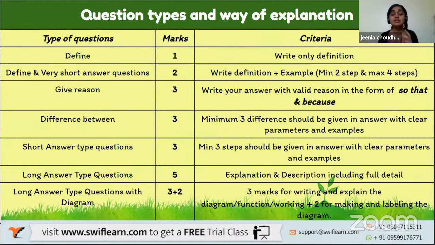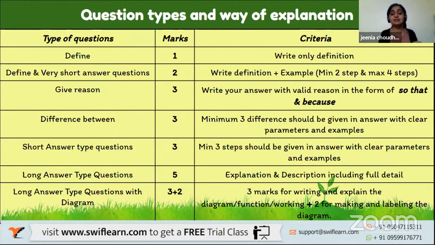Moving further is your second type of question, which is for 2 marks: define and very short answer questions. Right, a 2 mark question, you automatically know that it's a 2 mark question. That means you need to just define with an example. I hope I'm making myself clear here. Suppose they are asking you about any kind of asexual reproduction in a plant, so maybe you can give them examples.